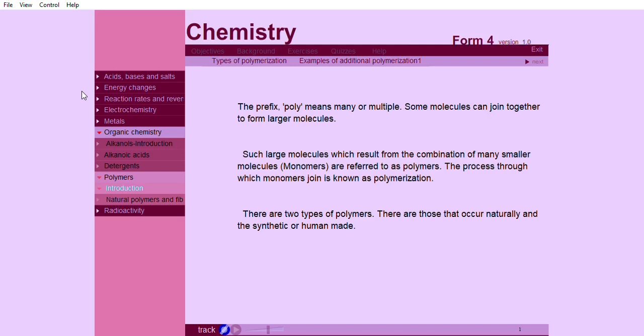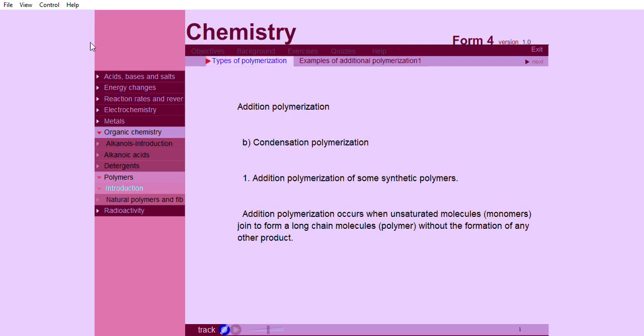The process through which monomers join is known as polymerization. There are two types of polymers. These are those that occur naturally and the synthetic or human-made. There are also two types of polymerization: addition polymerization and condensation polymerization. Addition polymerization of some synthetic polymers.